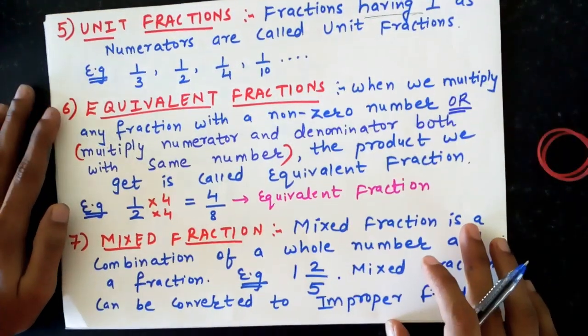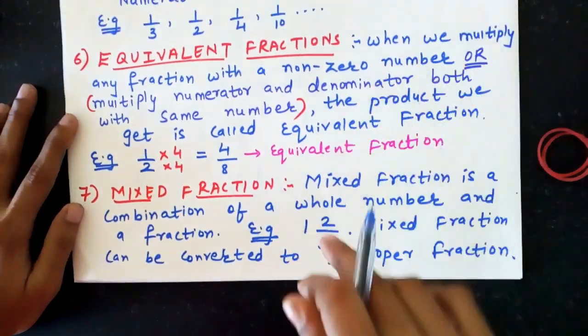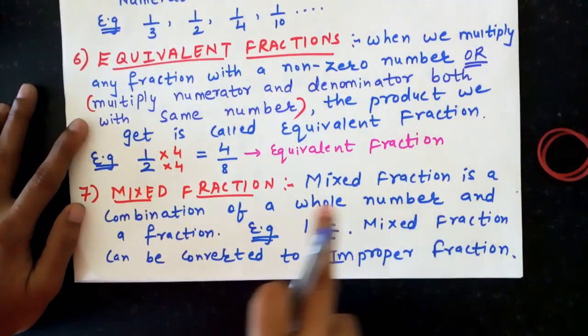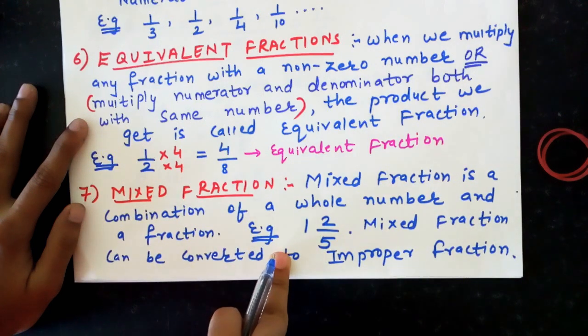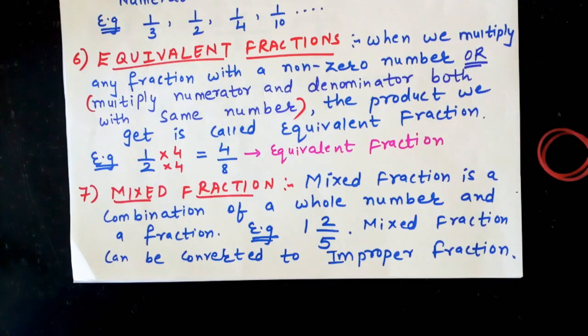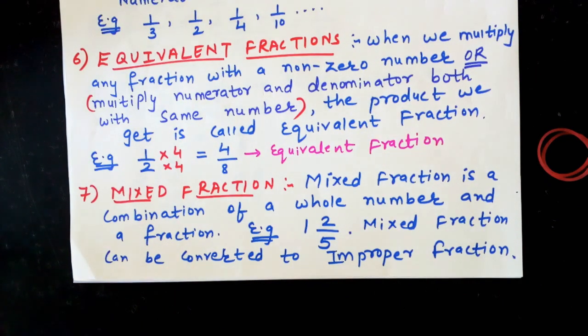Now the next fraction is the mixed fraction. A mixed fraction is a combination of a whole number and a fraction. For example, 1 integer 2 by 5. So in a mixed fraction, the whole number is also there and the fractional part is also there. A mixed fraction can also be converted to an improper fraction.